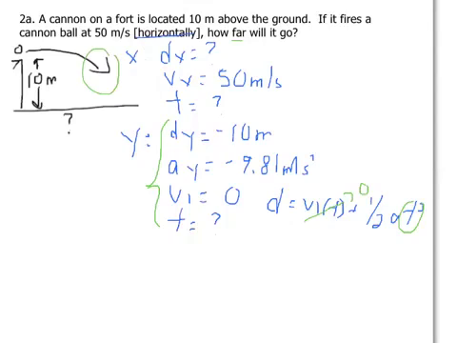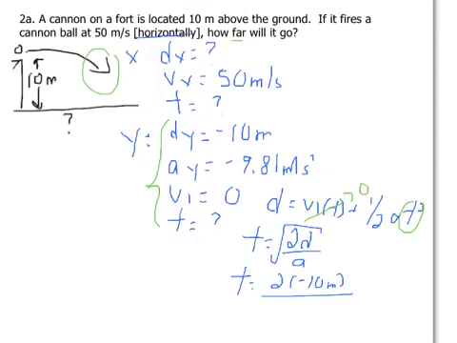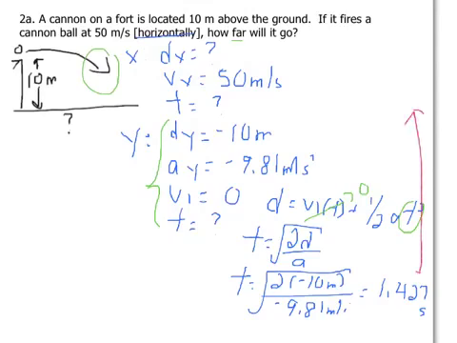Isolating for t, we have t equals the square root of 2d divided by a, which equals the square root of 2 times negative 10 meters divided by negative 9.81 meters per second squared. Putting that into a calculator, we find that the flight time of the cannonball is 1.427 seconds.